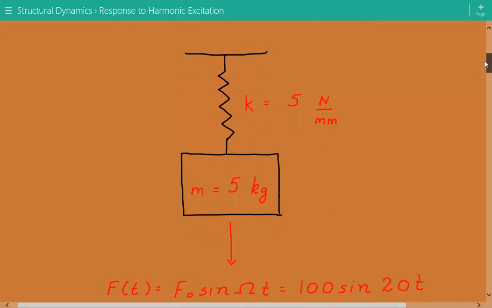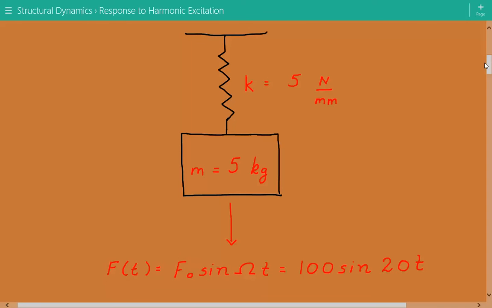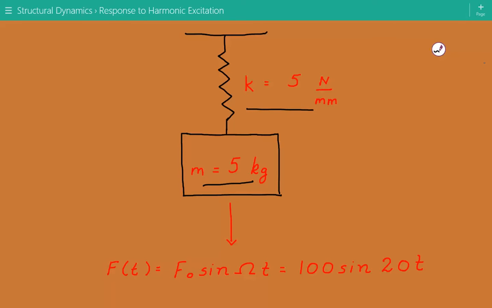So here's our figure of our undamped spring mass system. We have the spring over here, the mass, and the harmonic force function is given by F sub O times sine of capital omega t. F sub O is the force amplitude, and capital omega is the frequency of this forcing function. We were given both of these values: F sub O is 100, and the excitation frequency is equal to 20 radians per second.